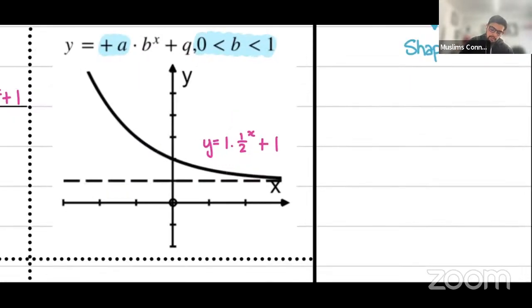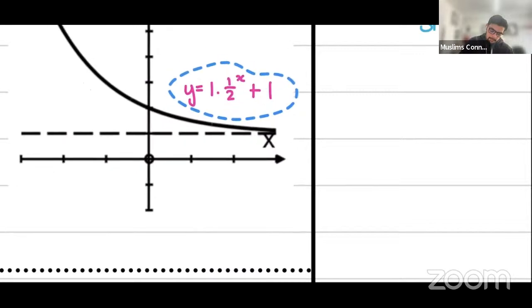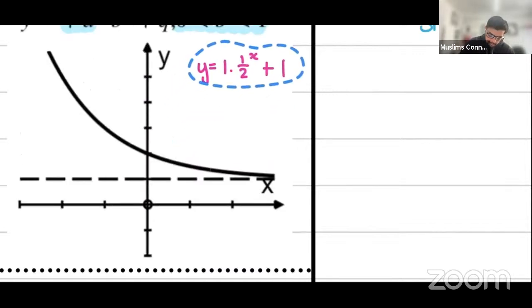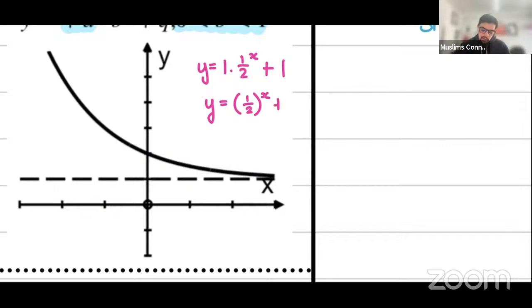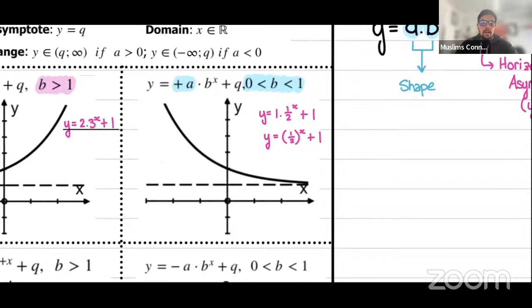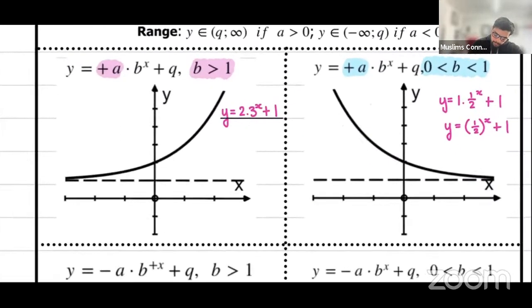So of course, this could just be written as half to the power of x plus 1. It's the same thing. So this is an example, and we'll discuss what the differences are of these two. So a is positive for both of them, okay?